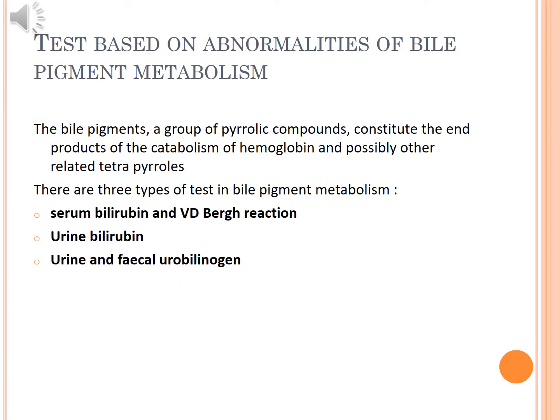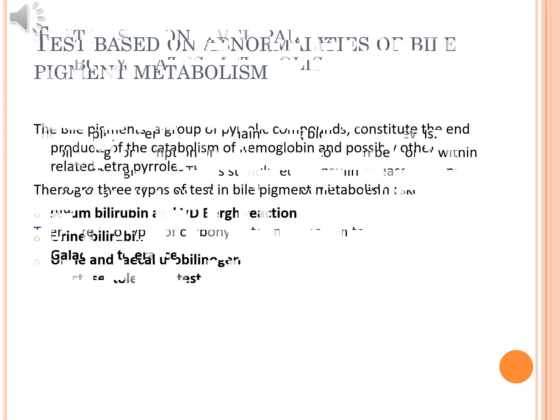Tests based on abnormalities of bile pigment metabolism. Bile pigments are a group of pyrrolic compounds that constitute the end product of the catabolism of hemoglobin and possibly other related tetrapyrroles. There are three types of tests in bile pigment metabolism. They are serum bilirubin and Van den Bergh reaction, urine bilirubin, and finally urine and fecal urobilinogen.